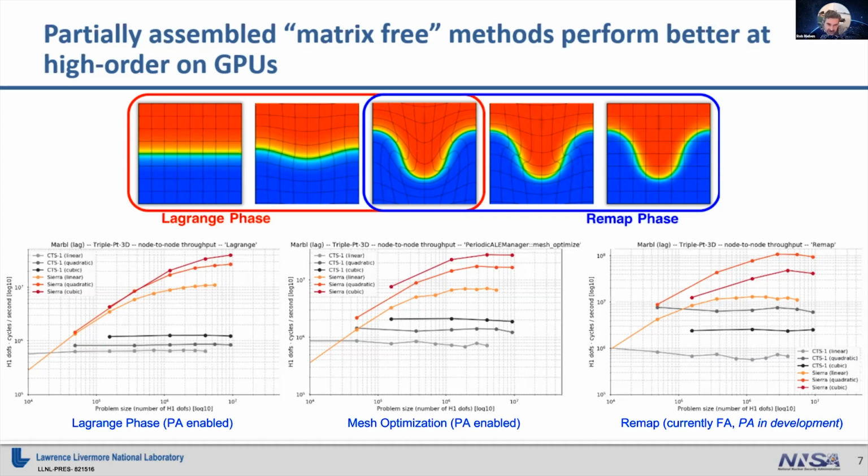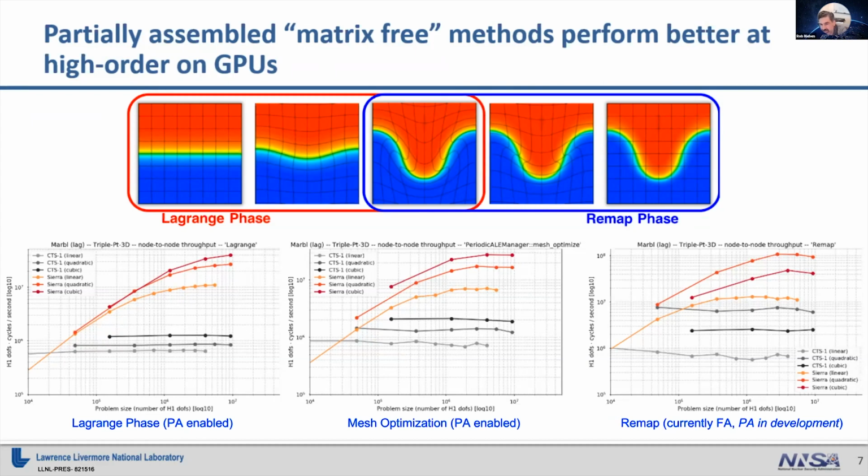So on the throughput plots below, it's the previous data set, but broken down by phases. And what you can see is that for the 2 phases that we currently have with partial assembly, we do in fact achieve better performance as we go up in order. This is an expected result, but it's very exciting to see this in a large scale application on a GPU platform. The remap phase is currently based on full assembly, but there is an active set of development taking place to convert this to partial assembly.